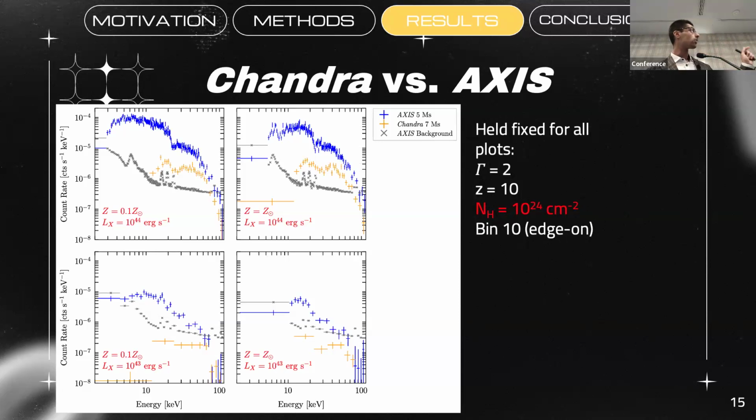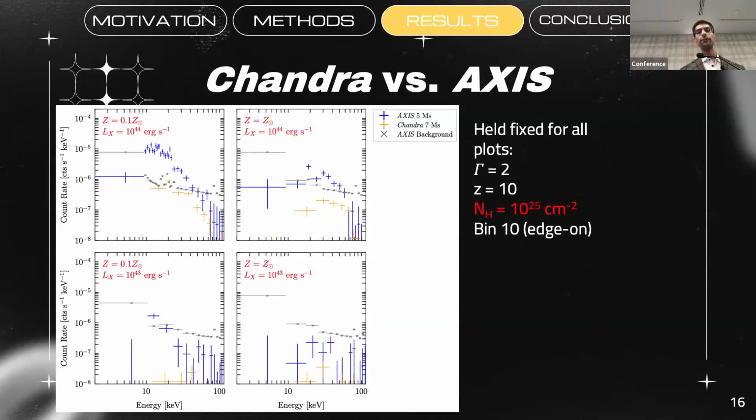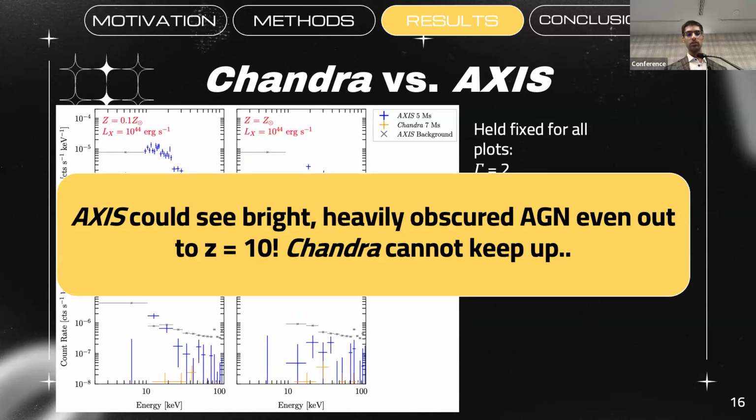Here I keep the column density at 10^24 per centimeter squared, but if I crank it up to 10^25, AXIS even becomes quickly background dominated. Whereas Chandra really has no hope at the more dim luminosities, whereas AXIS could still see the 10^44 erg per second, even when they're very obscured. So this says AXIS could see these bright, heavily obscured AGN, even some of the dimmer ones out to redshift 10. Chandra cannot keep up, at least in this case.